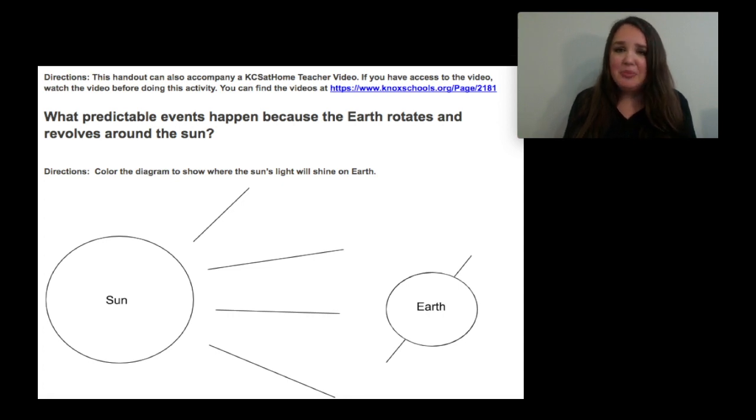Now you can use any materials you have available to color this, crayons, colored pencils if you have them at home. If you don't, if you only have a pencil, you can use the pencil to shade in the part of the Earth that will not have light, you can use the white part of the paper to represent the light itself. Let's pause the video, see if you can fill in the diagram to show where the sun's light will shine on Earth.